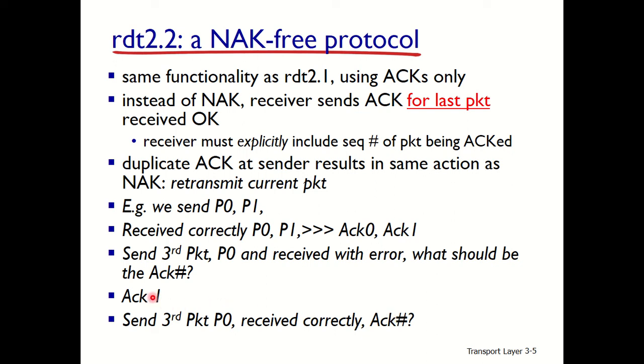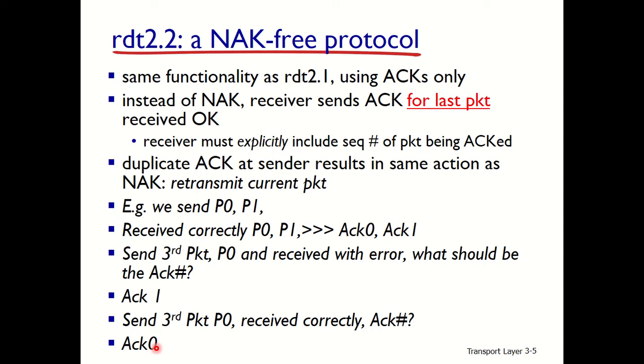Now this P0 is received correctly. So this is the last packet, the third packet. If it is received correctly, then the receiver should send the acknowledgement for the last packet. Now P0 becomes the last packet that is received correctly. So in this case, what should be the acknowledgement number for this packet? It will be acknowledgement 0.